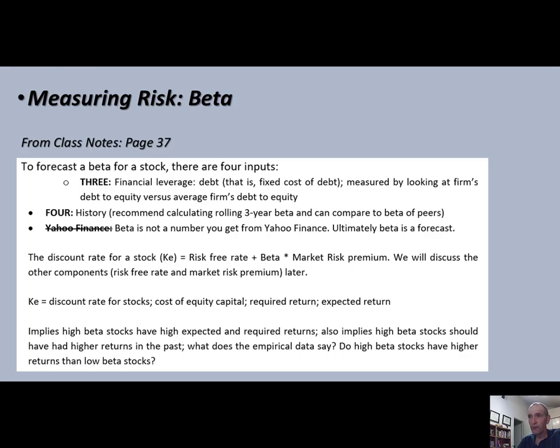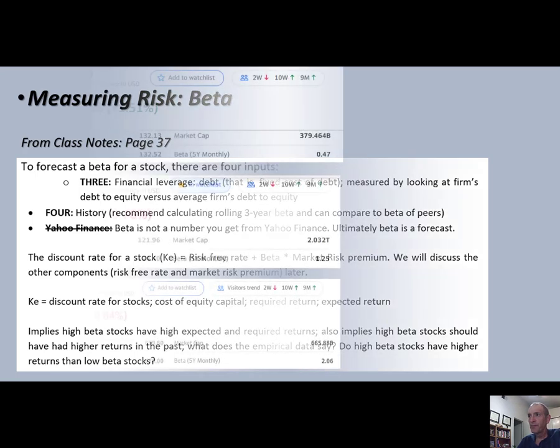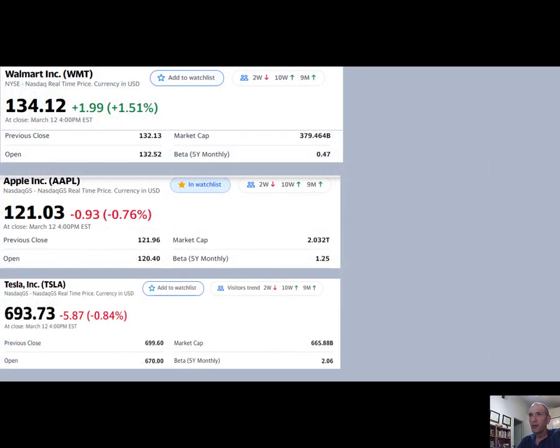All right, so where do we go from here? Let me real quickly go over what we've seen. Walmart's beta is 0.47. Apple's is 1.25, not that far off from the long-term beta we saw last class. Tesla is 2.06. These actually make some sense to me. These don't seem too radically off.